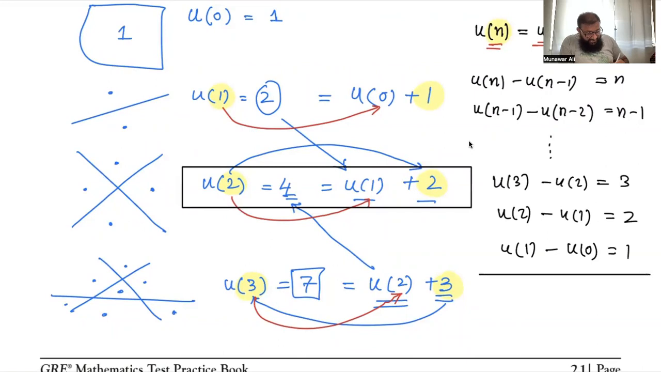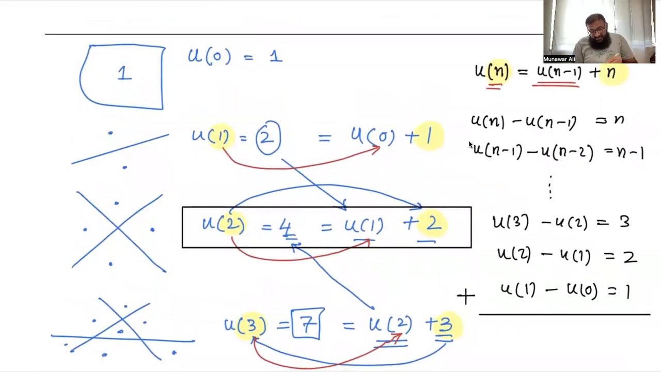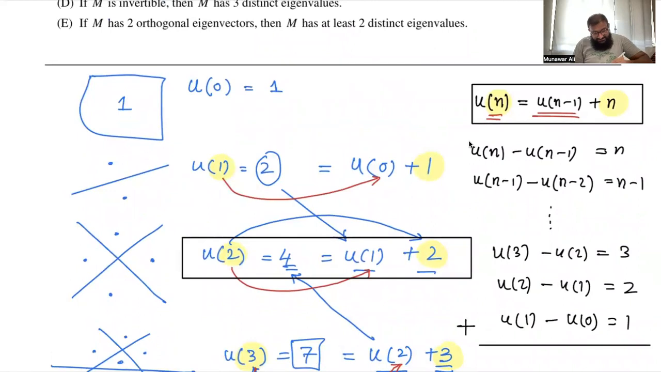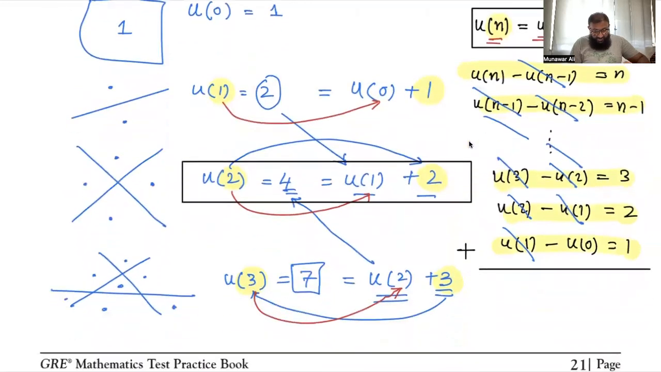Now what am I doing? I'm going to add both sides. These are equations and you can simply add. I'm going to add all of these equations. You can see one thing, that I have u of n minus 1 negative, u of n minus 1 positive, they are going to be cancelled. So negative, positive, negative, and there would be positive here, negative here, positive here, negative here, positive here, negative here, positive here. All of these are gone.